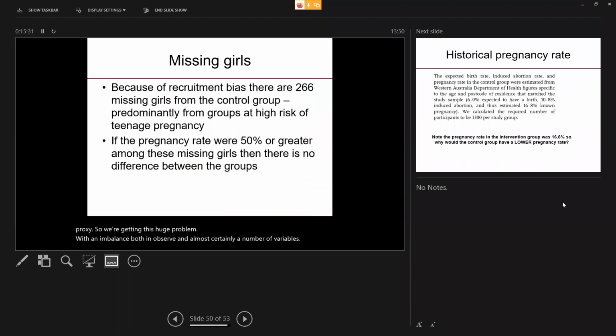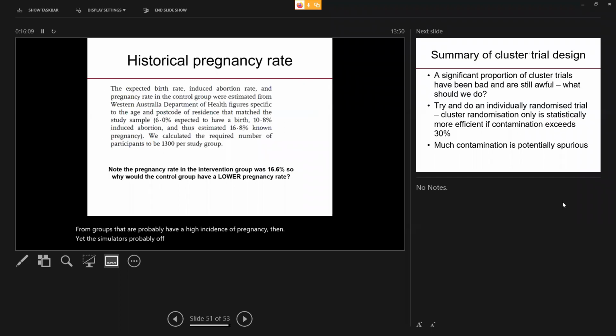I estimate there are 266 missing girls from the control group compared with the intervention group, and if the pregnancy rate was around 50%, which sounds high, but we did a study on pregnant teenagers, and 66% of them got pregnant again within 2 years. So for some groups of people, the teenage pregnancy rate can be quite high. And remember, the missing teenagers are from groups that probably have a high incidence of pregnancy, so the simulators are probably off the hook for causing harm.